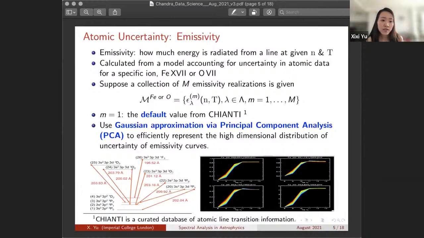We can denote the collection of emissivity realizations as capital M, and we always put capital M equal to 1. Lowercase m represents each of the emissivity curves, and we always put lowercase m equal to 1. That's the default emissivity curves. We also use the Gaussian approximation via PCA, principal component analysis, to efficiently represent the high-dimensional complex distribution of the emissivity uncertainty.